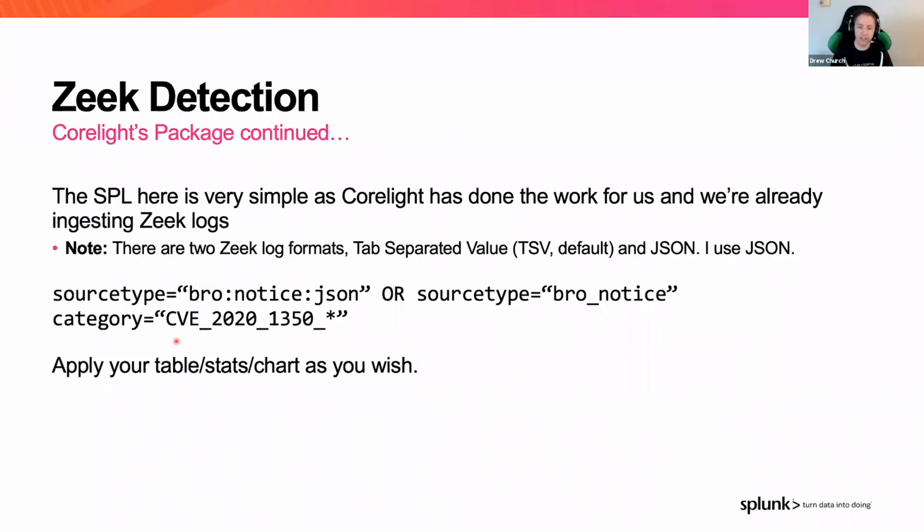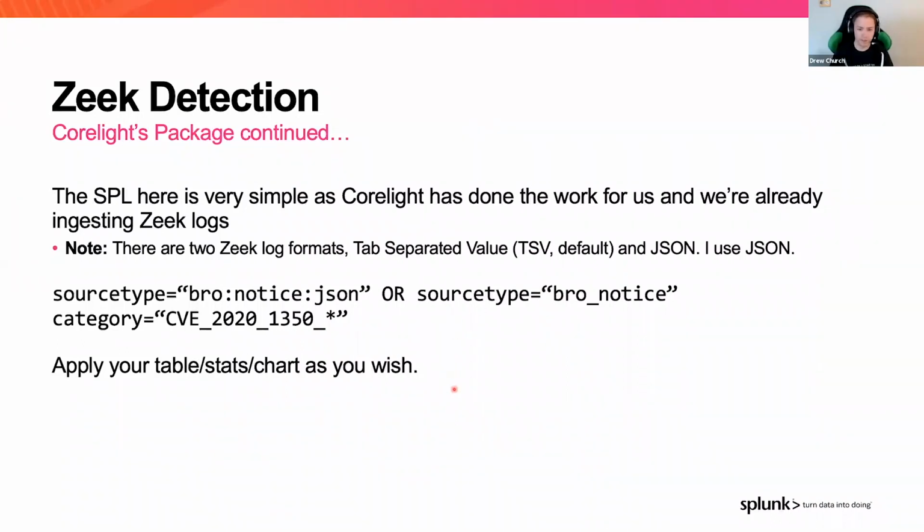I do want to call attention to the fact about those two log formats. The default in Zeek, as of at least three or four months ago, I haven't checked recently, I apologize if I'm wrong here, is tab separated value. You can also change one line in one configuration file to turn on JSON. I use JSON. I think it ingests more cleanly and is more forward-leaning from a Splunk perspective.